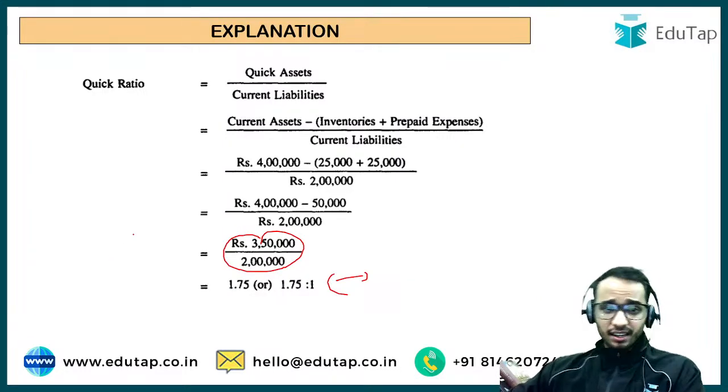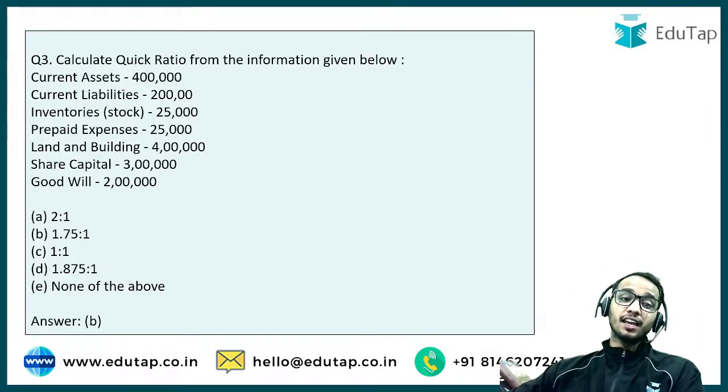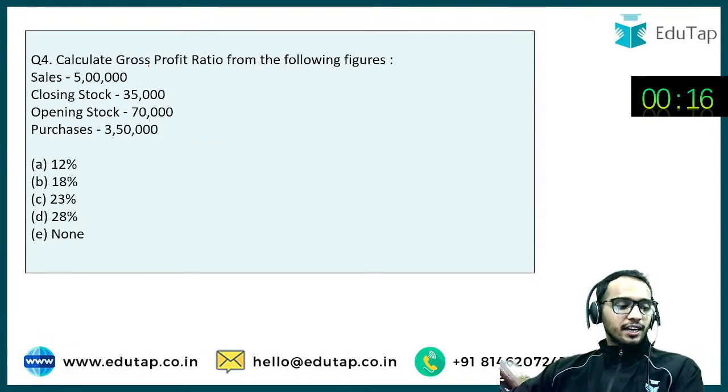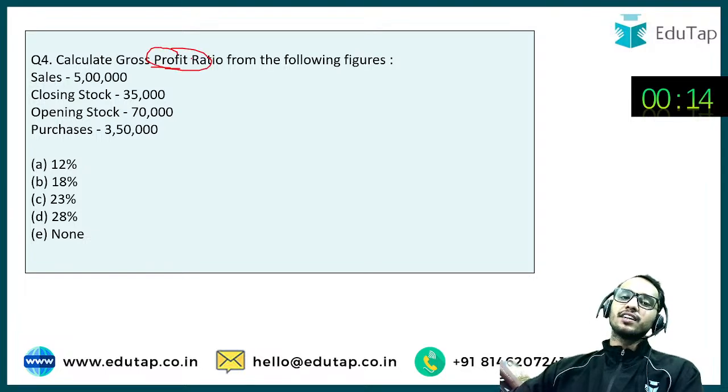1.75:1. Let's move to the third question of the day. Again, a numerical. We have discussed the third question. Let's move to the fourth question of the day. That says, calculate gross profit ratio from the following figure.